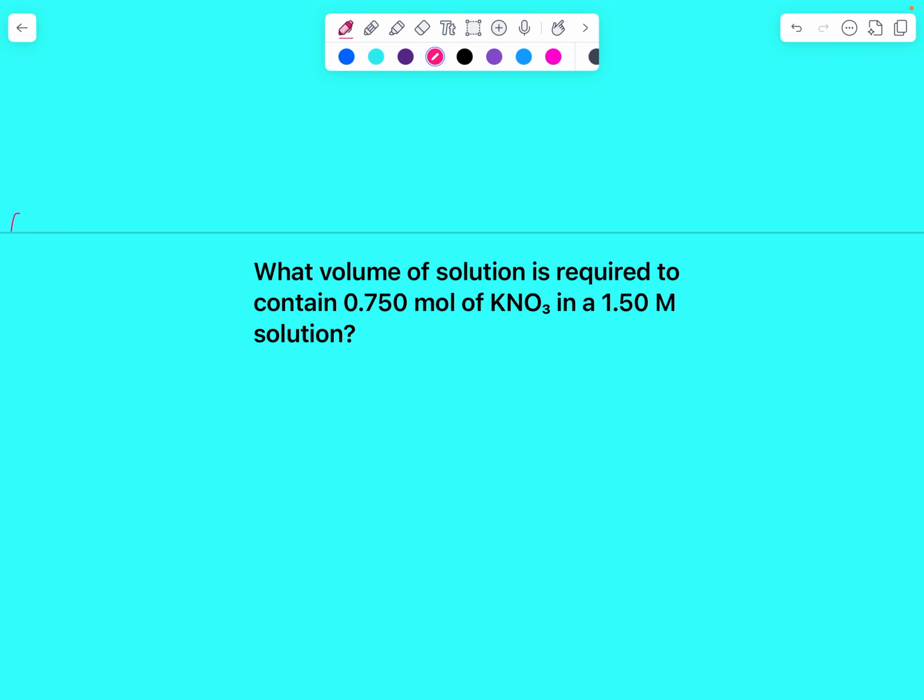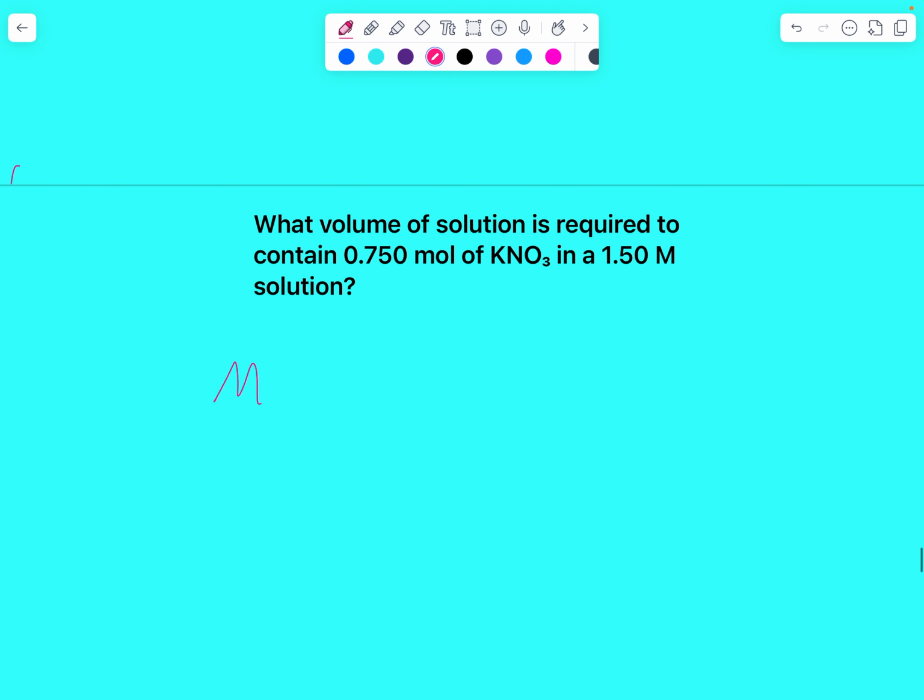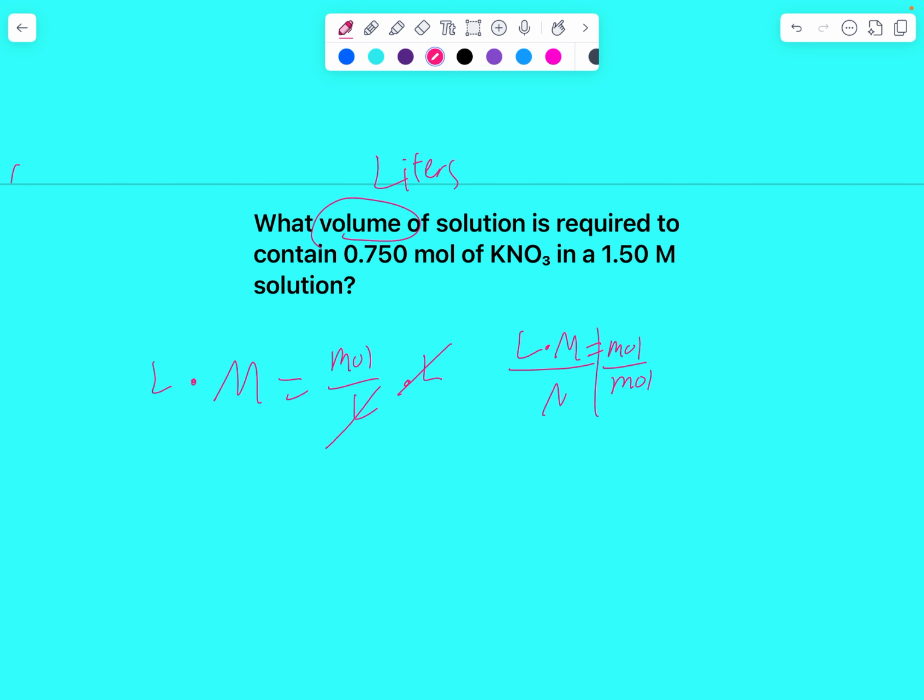What volume of solution is required to contain 0.750 moles of KNO3 in a 1.50 M solution? We're going to rearrange the equation for volume. So we know it's molarity equals the moles divided by liters. I'm going to multiply both sides by liters because what I do on one side, I got to do to the other. And then I have L times M equals moles, divided by M because I want to find the volume, which is liters. All right? So that cancels out.